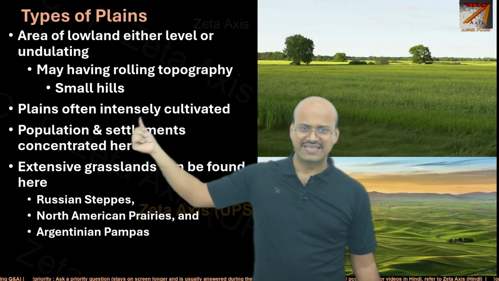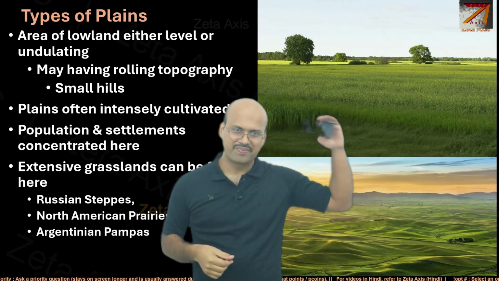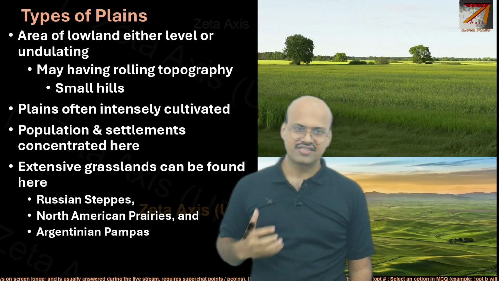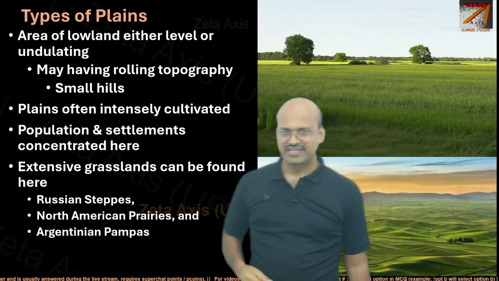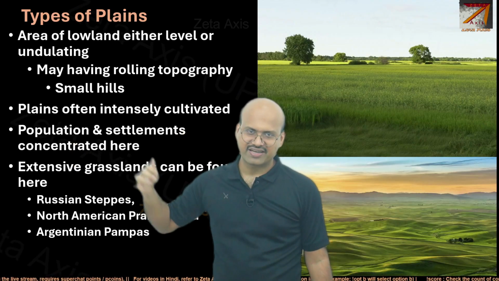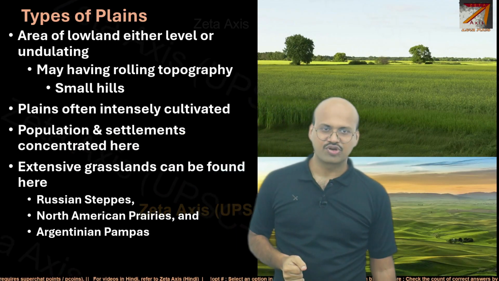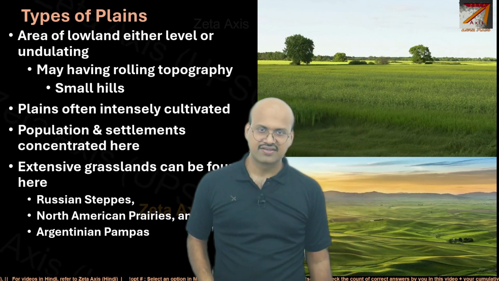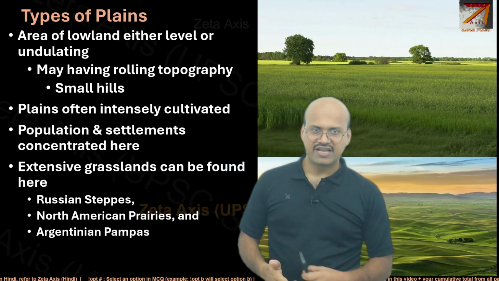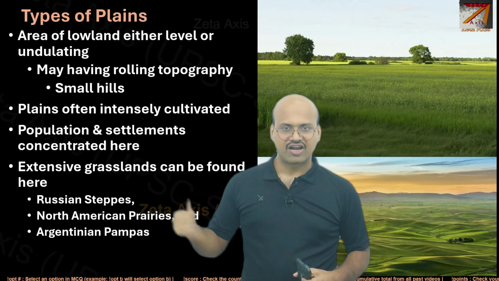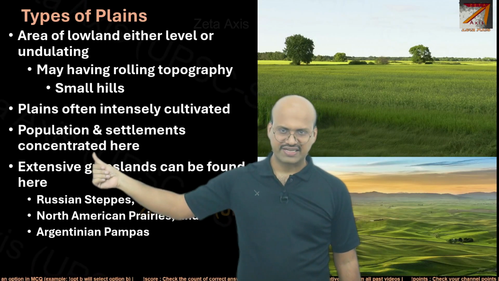Plains are often intensively cultivated. Because they are flatter regions, it is easier to cultivate, easy to irrigate, and easy to transport. That is why they are intensely cultivated. There is high population and settlement concentration in these regions because of, again, ease of transportation, ease of agriculture, and ease of building houses and moving materials from one place to another. That is why a lot of population concentration is seen.